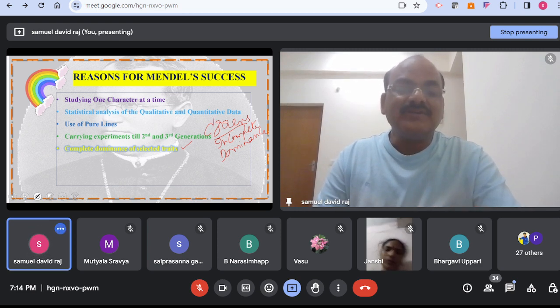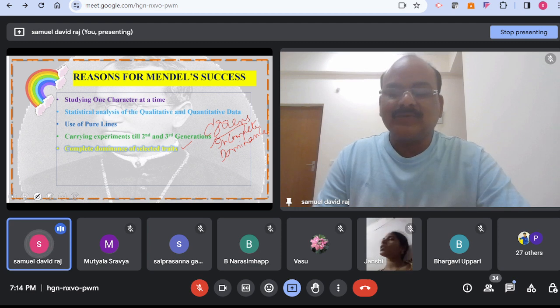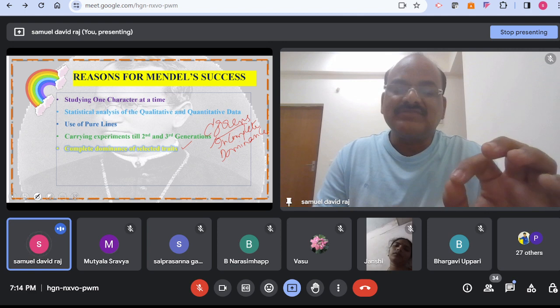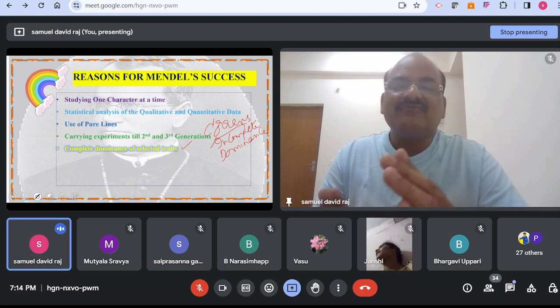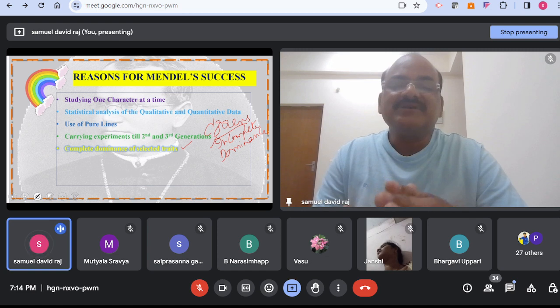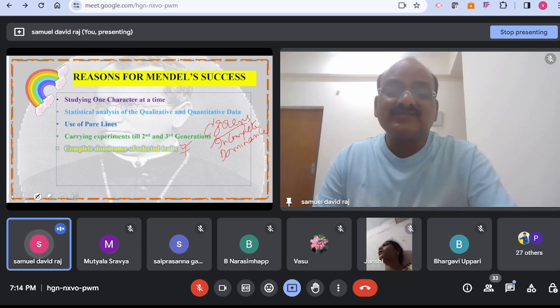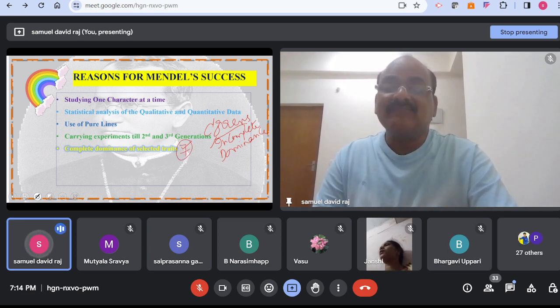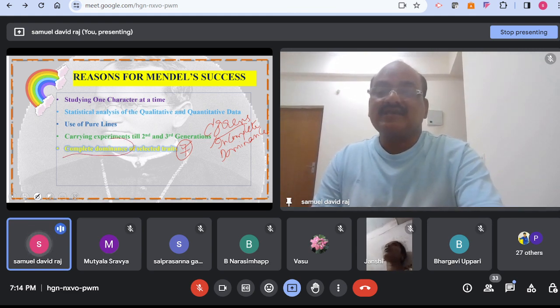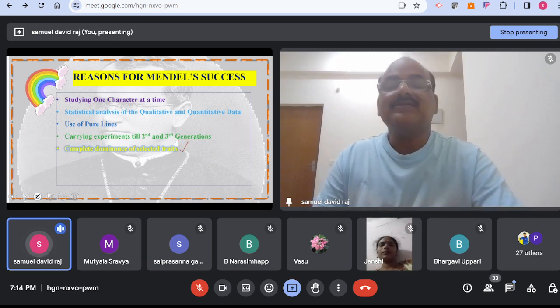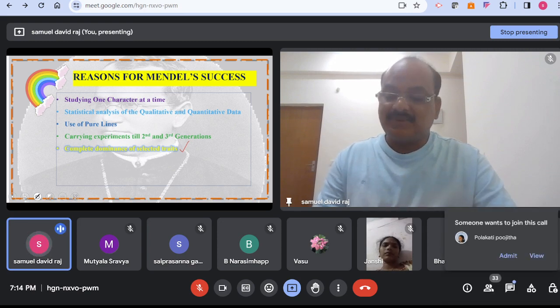But if incomplete dominance is involved, what happens? There will not be purple. Purple plus white may give rise to half-half purple, that is intermediate purple or light purple color. Okay, but that did not happen with respect to any of the seven pairs of contrasting characters taken by Mendel for his experimentation, because all the seven pairs of contrasting characters exhibited complete dominance. Okay, so this is another God-given gift for Mendel.